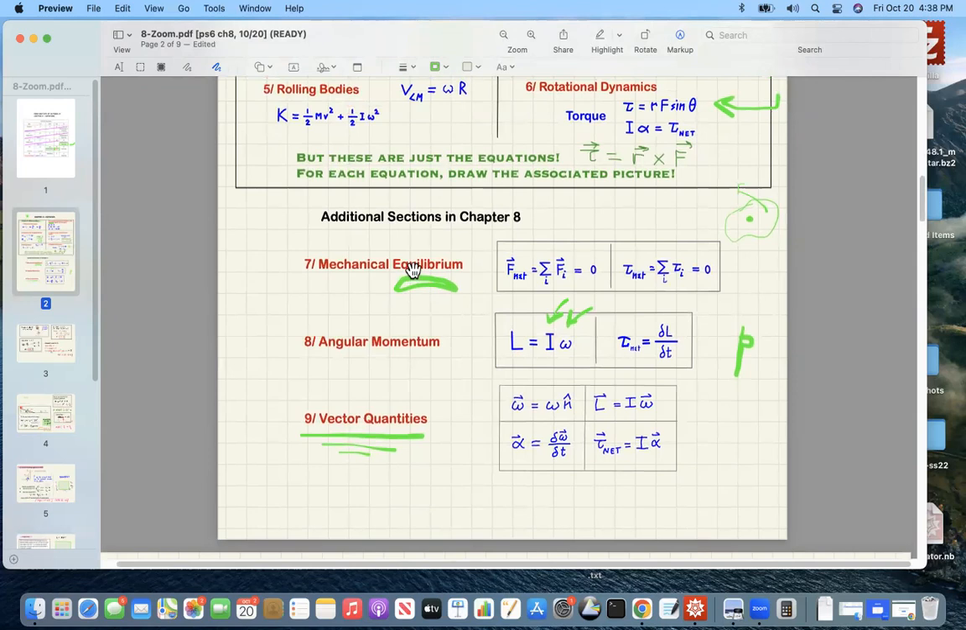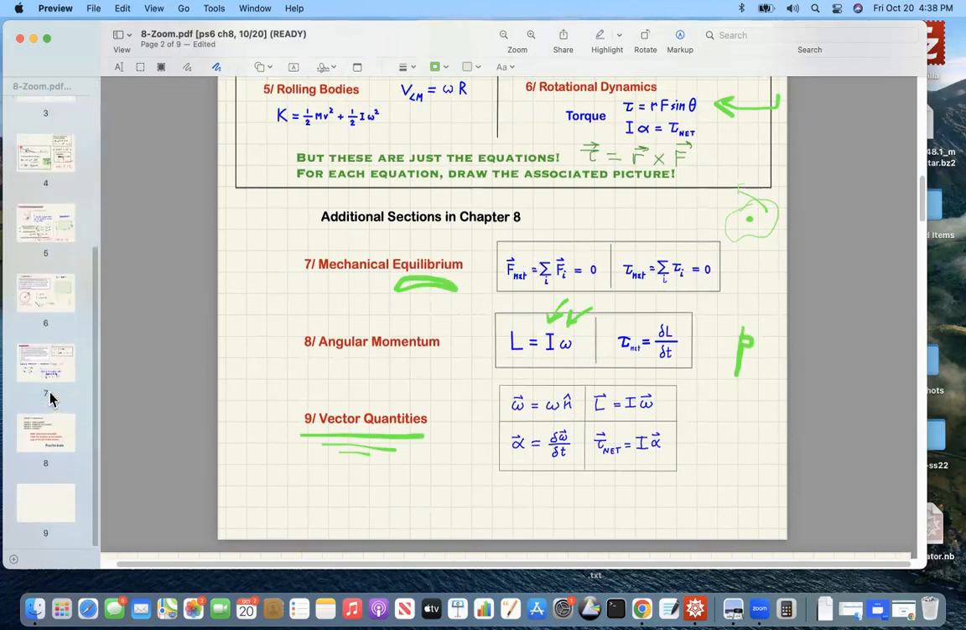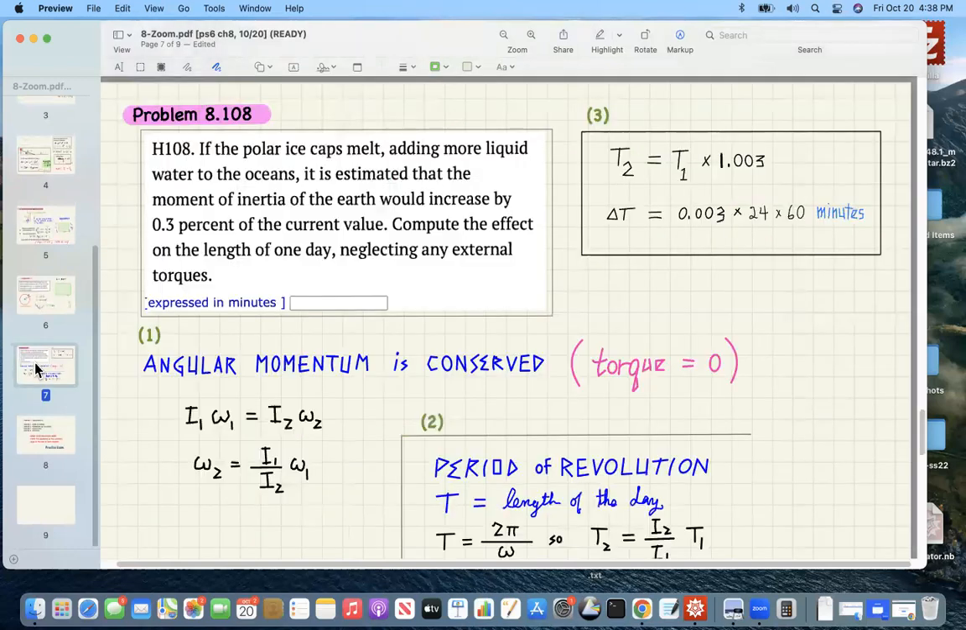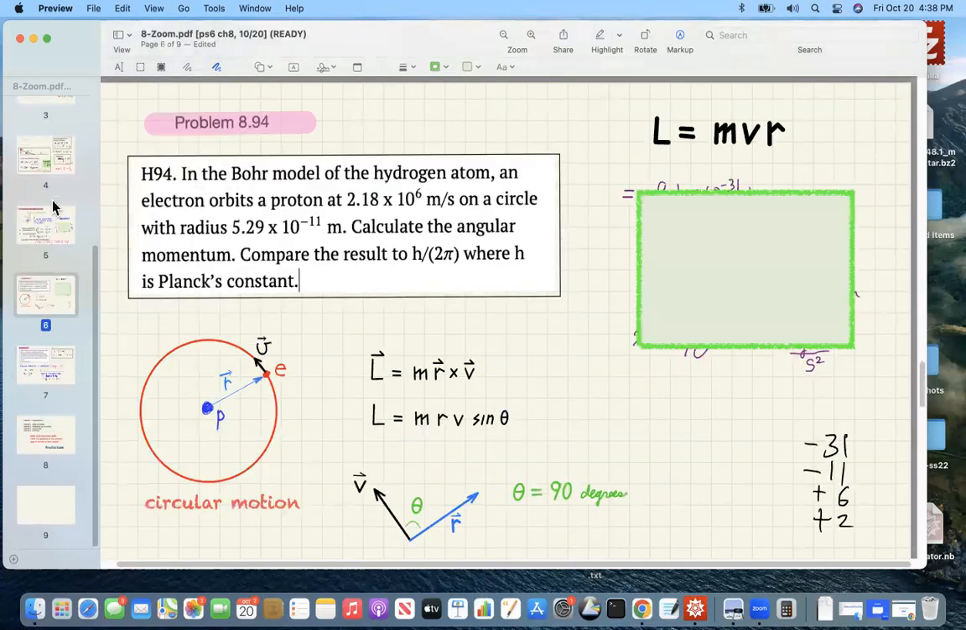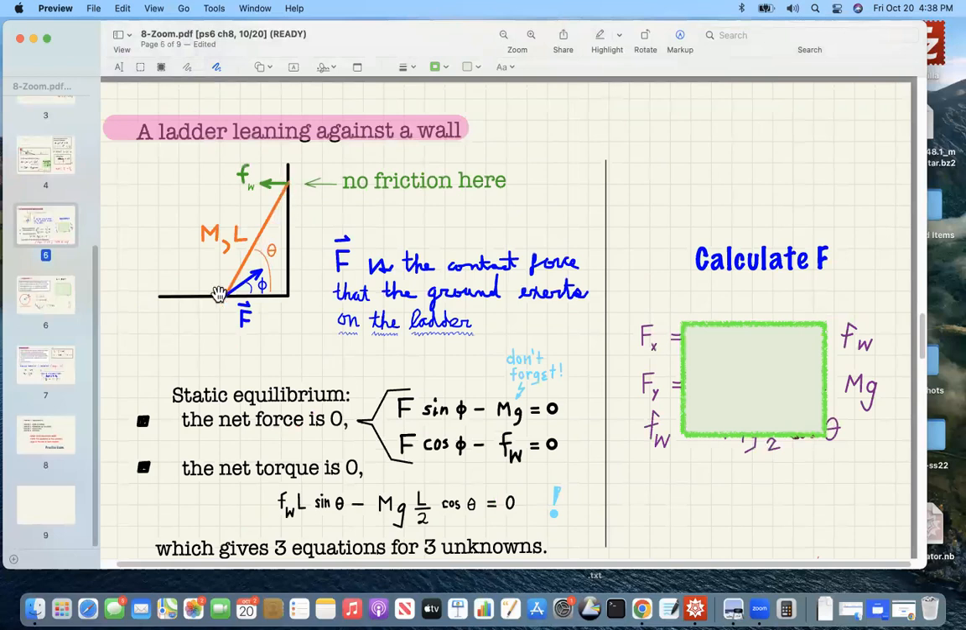To have equilibrium of an extended object, the net torque has to be 0 about some useful point in the object to calculate the torque. You see, if the ladder, if there were no friction with the floor, the ladder would just slide out this way, slide down this way, and then you would have rotation. So if there weren't any friction, the ladder would rotate and it would fall down.